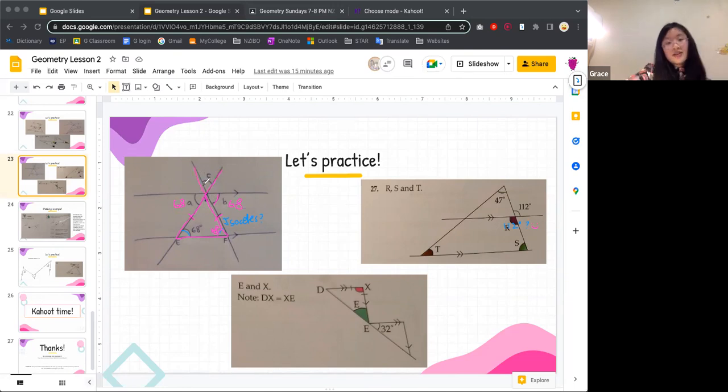To figure out angle C, does anyone know? 44 degrees. Yeah, 44 degrees is good. And how did you figure that one out? Yeah, nice, nice. So first we've got angles on a line, then we've got vertically opposite angles. So two steps to figure out C. Cool.